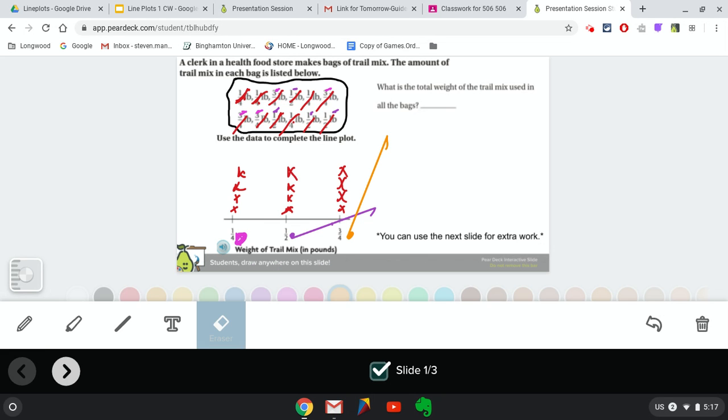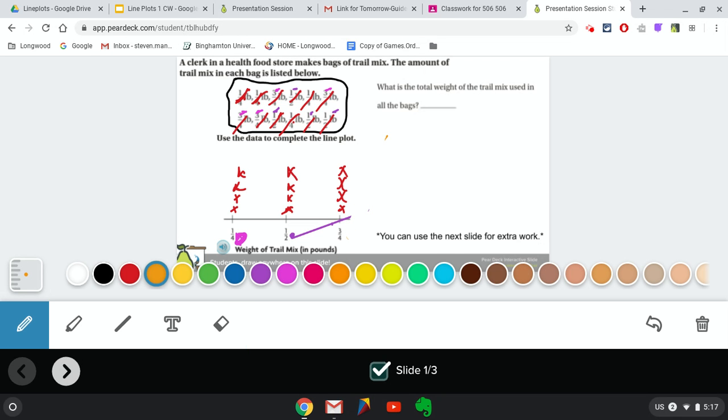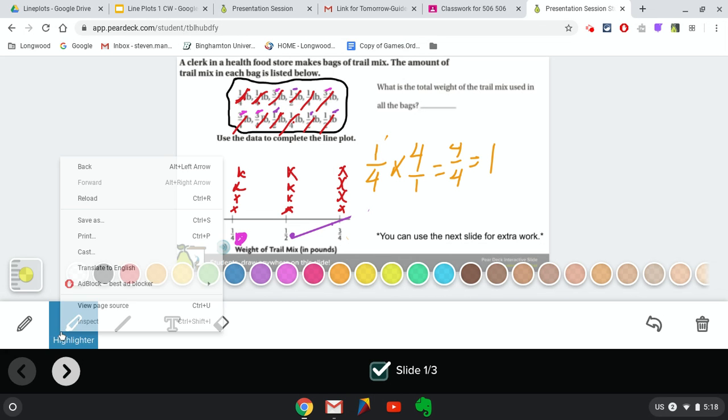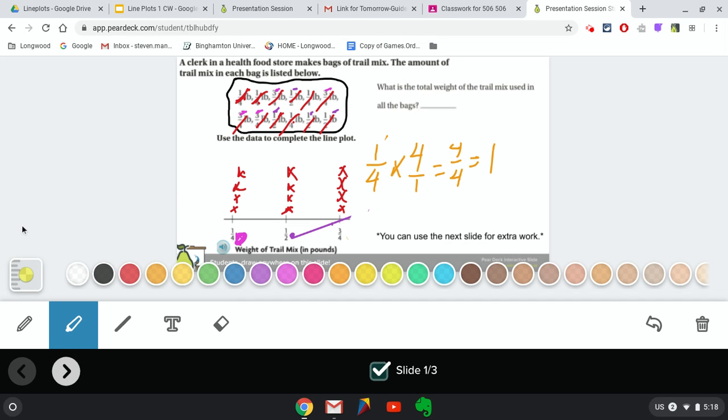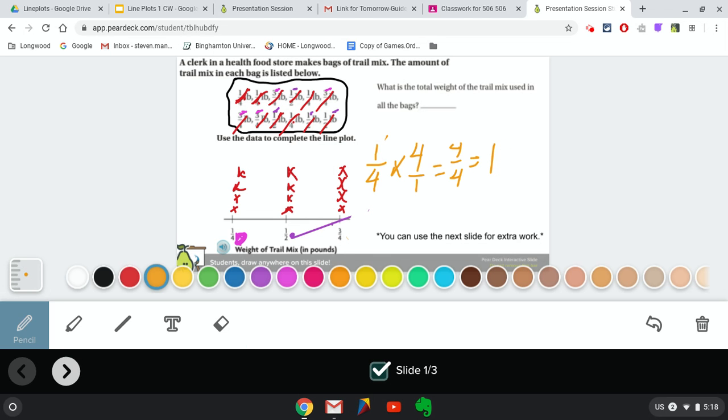I don't know why this keeps drawing lines on me. We know we have 1/4 in all of those bags, and there's 4 of them. So we can do repeated addition, or we can multiply, right? 1/4 times 4, or 4 over 1. That's going to give us the total for 1/4, which would be 4 over 4, or 1 whole. If I took the 4 bags, and each of those bags has 1/4 pound in it, if I added all of those bags up, I would get 1 pound.